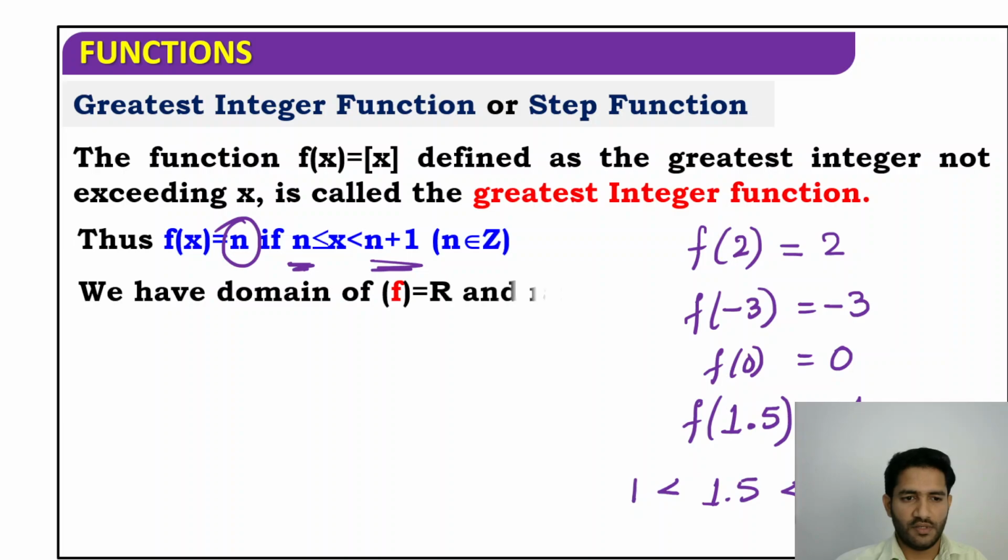So the domain is the set of all real numbers. There is no confusion, set of all real numbers. But what about the range? The function value should be an integer: 2, minus 3, 0, 1. In any case, the function value or the y value should be an integer. So the range of the function is the integers.